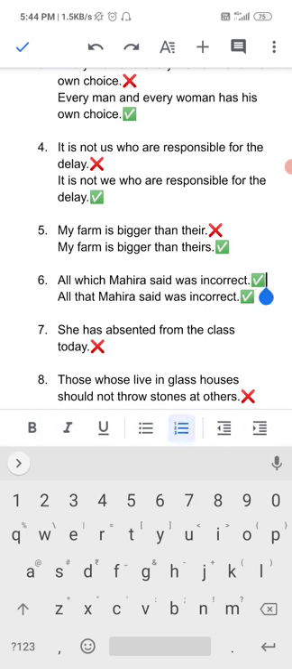Why? Because all takes that, not which. All is followed by the relative pronoun that, not by which. This is the rule of pronoun.